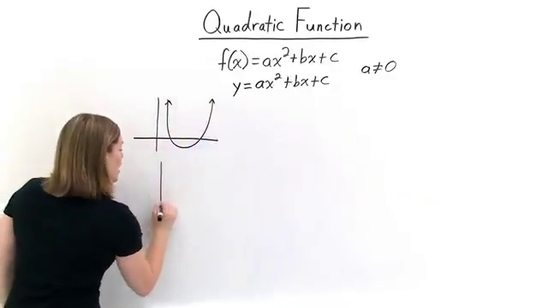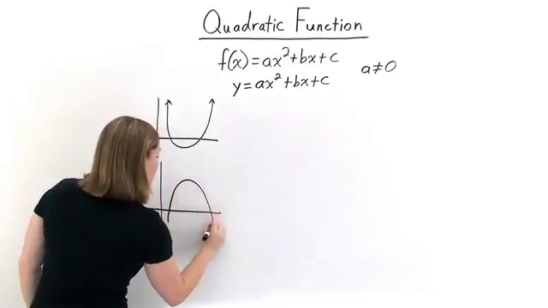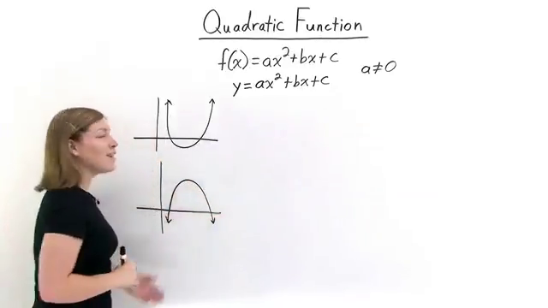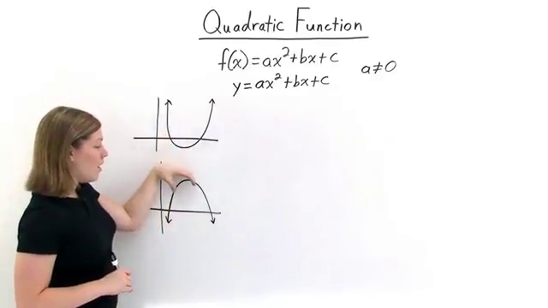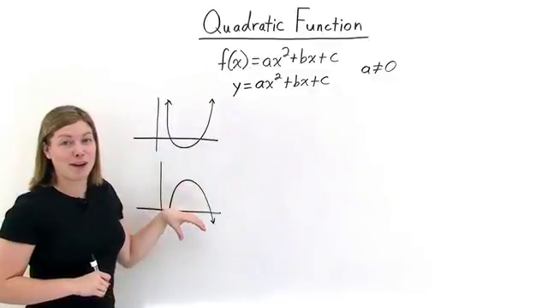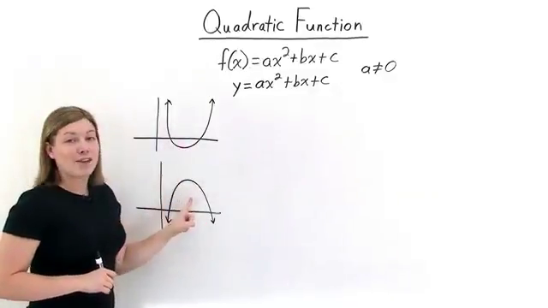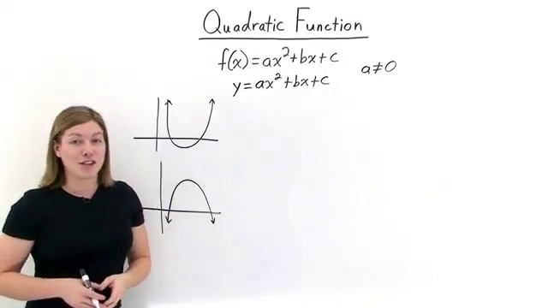Now, here's another example of a graph of a quadratic function we can have. It's kind of like the flipped over version of this parabola. Here, instead of having an upward-facing parabola, we have a downward-facing parabola. Both of these graphs, or parabolas, are examples of graphs of quadratic functions.